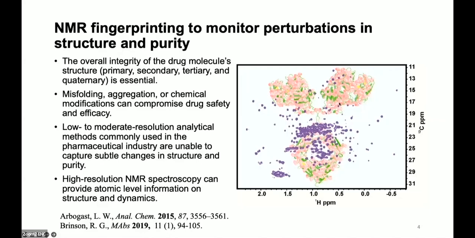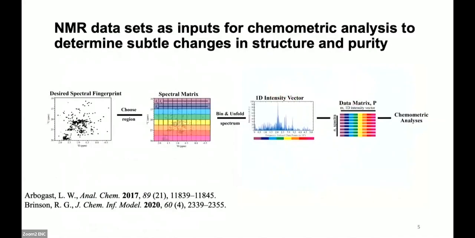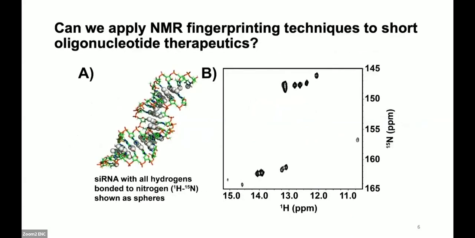The various NMR fingerprints can be used as inputs for chemometric analysis, and then these can pick apart subtle changes in structure and purity that we might miss if we are just examining the spectra by eye. Although these methods have been well developed for mAbs and other protein-based therapeutics, an open question remains on which methods would be most appropriate for other therapeutic classes. Specifically, we want to know, can we apply the various NMR fingerprinting techniques to characterize short oligonucleotide therapeutics?